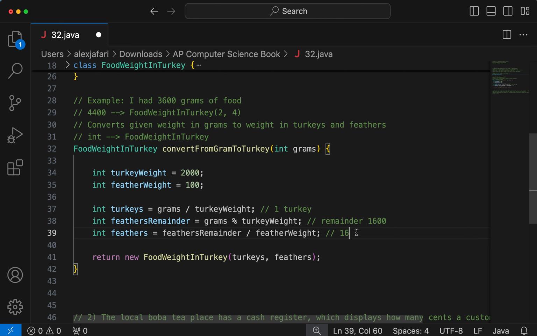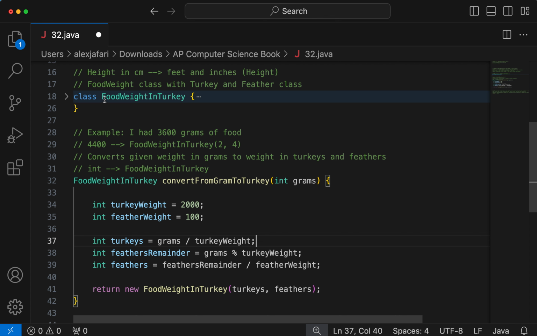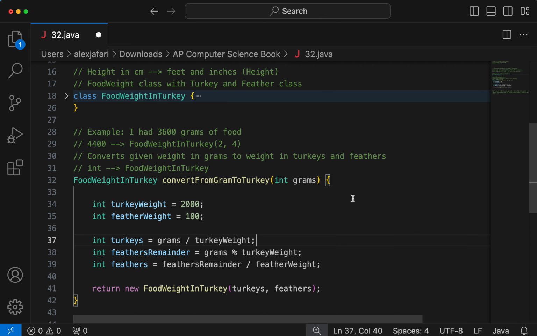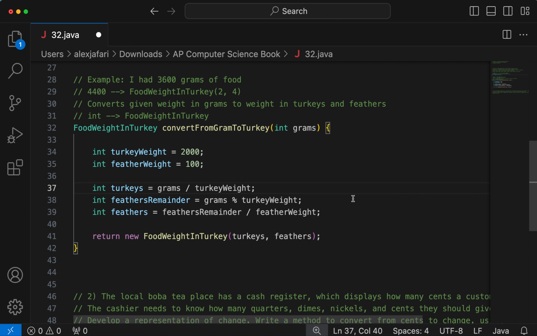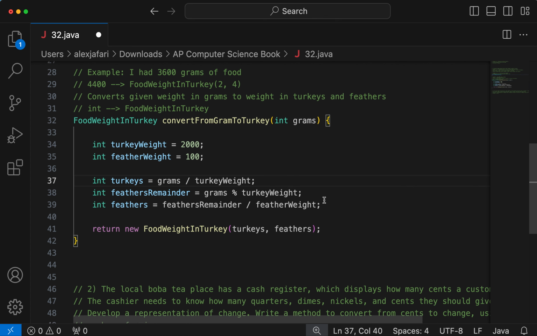That's it. I'm going to delete these because it's an example. All good? All good. Excellent. And this can exist in any of the classes. It can exist in the food weight in turkey class, or it can exist in the food class.